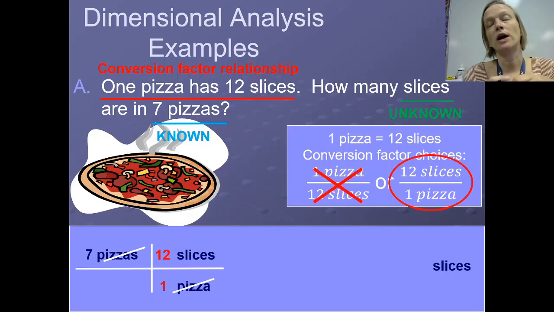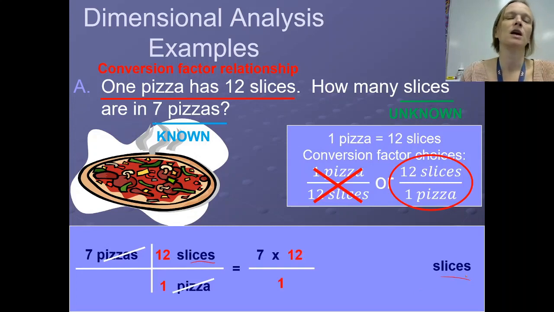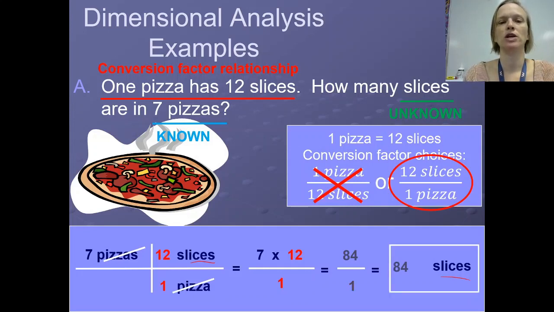Step 4 is to check that I did the conversion factor correctly, that my units do cancel out. Get rid of the pizzas. I'm left with slices, which is good because that's what I want to have in my final answer. And step 5 is to do the math. I multiply by everything up top, divide by everything down below, and I end up with 84 divided by 1, which is, in fact, 84.